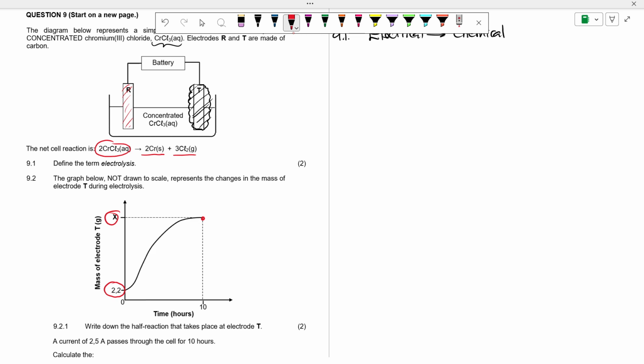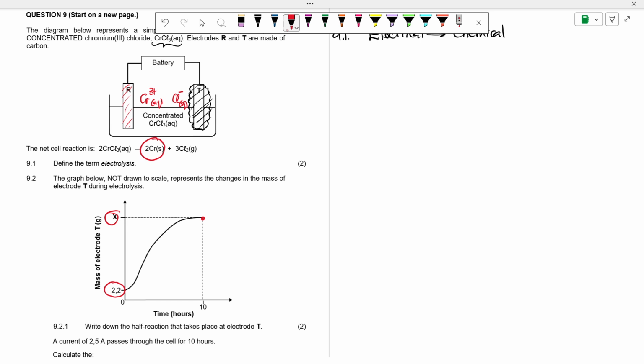R and T. So let's break it down. Don't be scared, we'll break it down for you. In the electrolyte we have Cr3+ ions, which are aqueous, and we also have chloride ions, which are also aqueous. We have those two ions. If chlorine changes, it's going to change into a gas. If chromium changes, it's going to change into a solid. That's the reaction that you're given here.